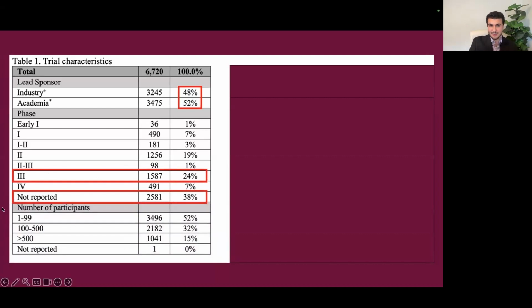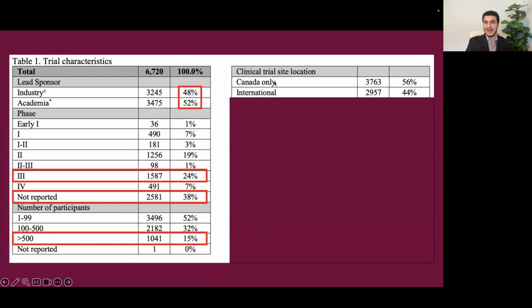When it came to the number of participants, in total, we had over 1,000 trials that had more than 500 participants enrolled. And here, as you can see, we had essentially hundreds of thousands of patients that were part of these trials that we analyzed. Now when it comes to the trial site location, 56% of what we identified were clinical trials conducted exclusively in Canada. They had no other recruitment or no other site outside of Canada. And 44% of them, so almost 3,000 of them, had at least one Canadian site and one or more international sites.